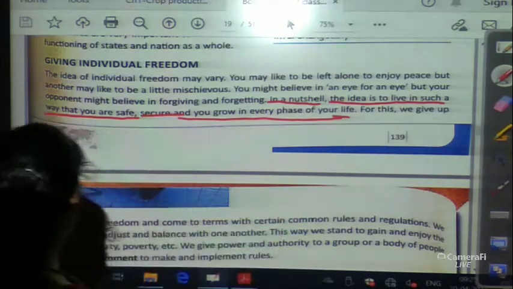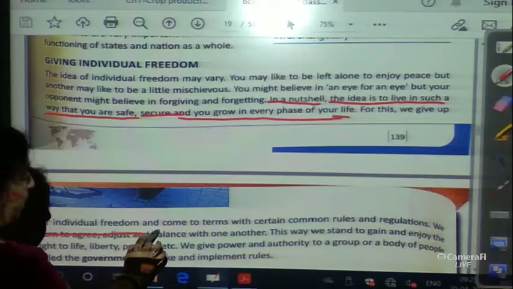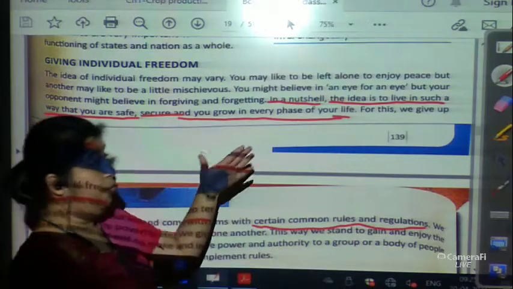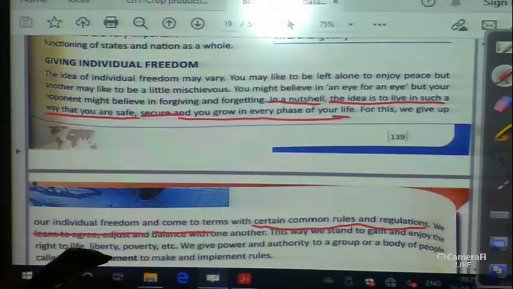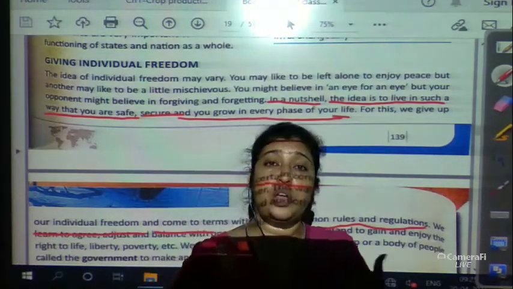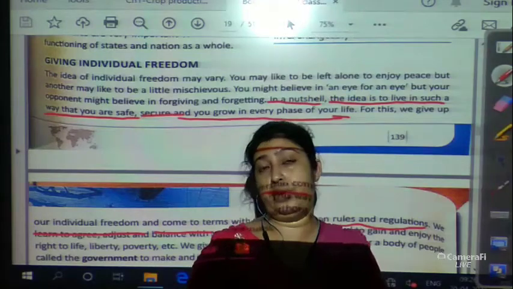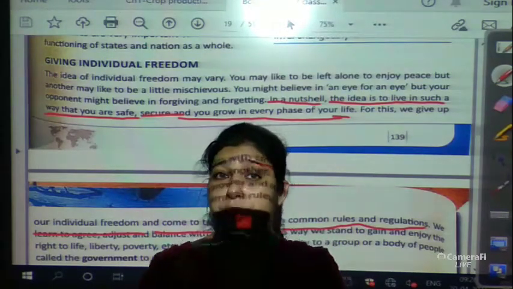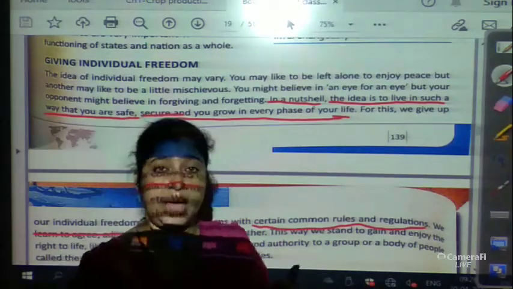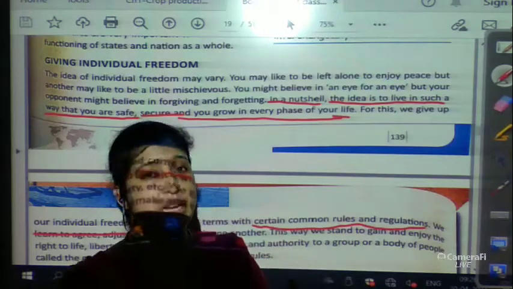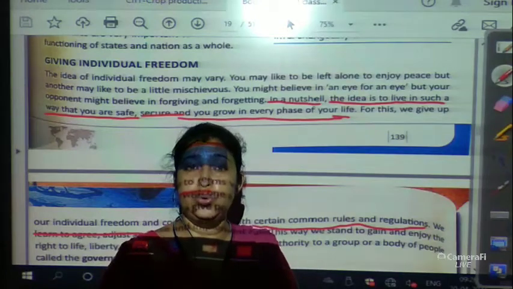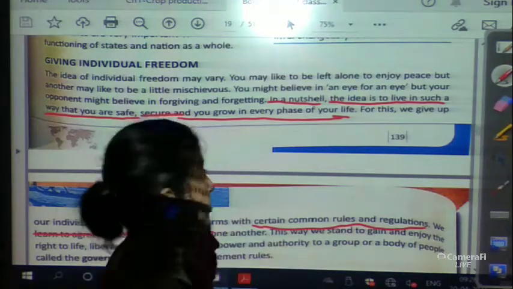For this, we give up our individual freedom and come to terms with certain common rules and regulations. For that reason, we have to give up. That means we don't think only about individual freedom, which is actually very much harmful. Individual freedom may not have security. So for that reason we have to forget about individual freedom. We have to maintain the natural rules, regulations, laws and order.